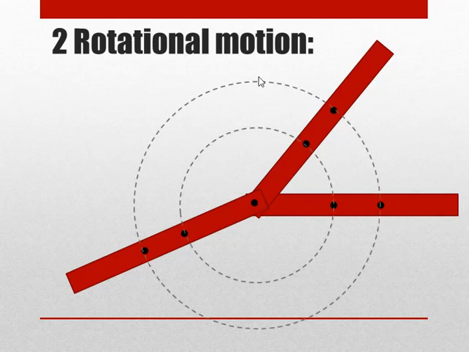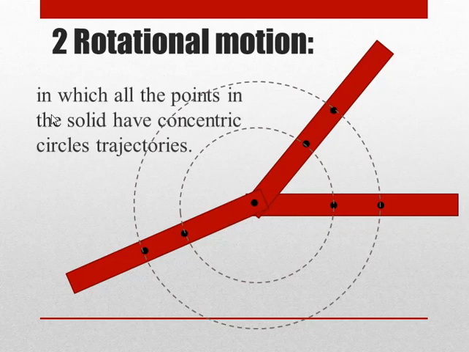Their trajectories are circles, not just any circles. They are concentric circles about the center, if the ruler rotates about itself. This happens to a wheel, and to your arm if you make it rotate. Rotational motion is motion in which all the points in the solid have concentric circular trajectories.